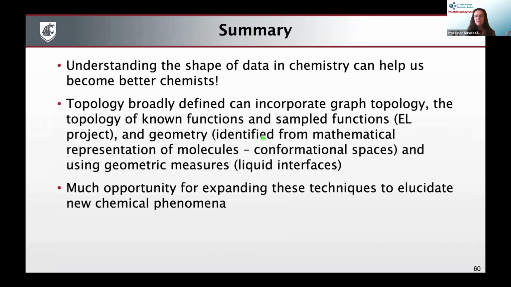So in summary, hopefully you've seen that we can really think about the shape of data in chemistry in lots of different ways, and that those ways can help us become better chemists. Hopefully, from the previous two talks and from my talk too, if we think about topology broadly, we can incorporate graph topology, we can talk about the topology of known functions and sampled functions. We can think about geometry from a mathematical representation of molecules perspective, as in the conformational spaces work that Ingrid talked about, as well as things like geometric measures. And there's a tremendous opportunity for expanding these techniques to elucidate new chemical phenomena.